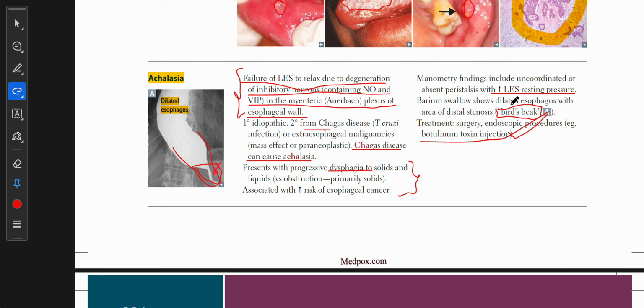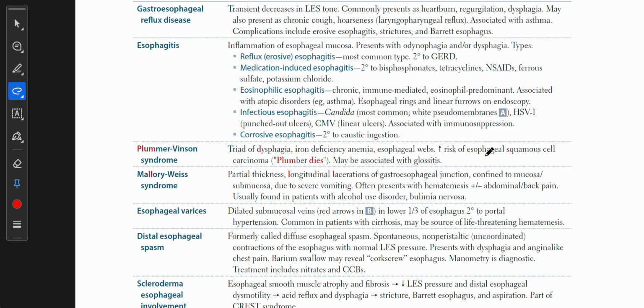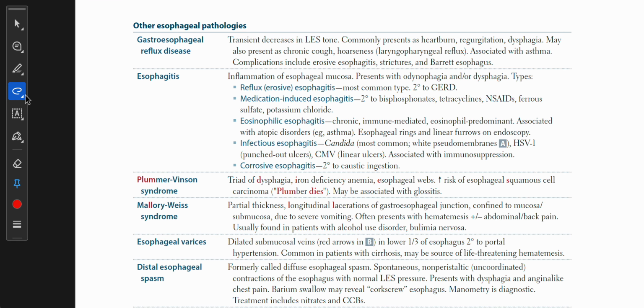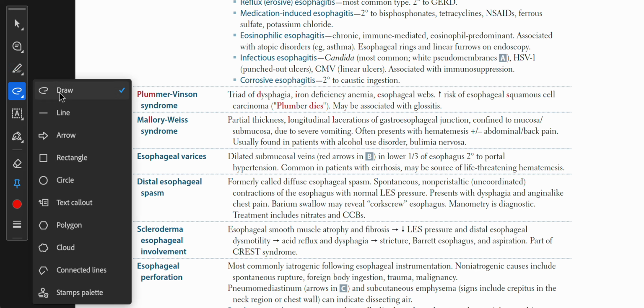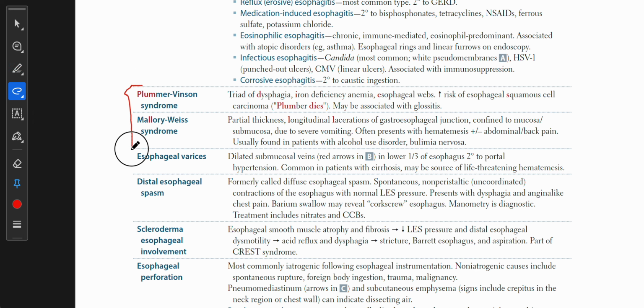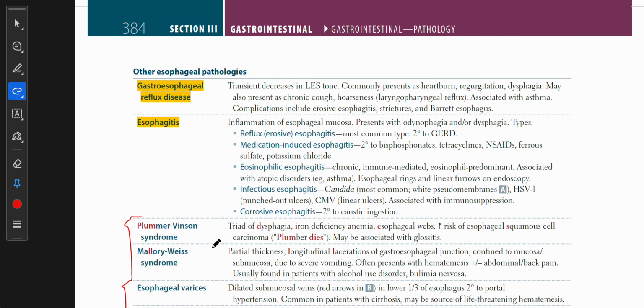Okay, the characteristic finding in barium swallow is bird's beak appearance, right? So you have to remember that. What are the other esophageal pathologies? The most common is gastroesophageal reflux disease, and then there is esophagitis, and then there are other diseases like Plummer-Vinson syndrome, Mallory-Weiss. We'll talk about each of these line by line, right?